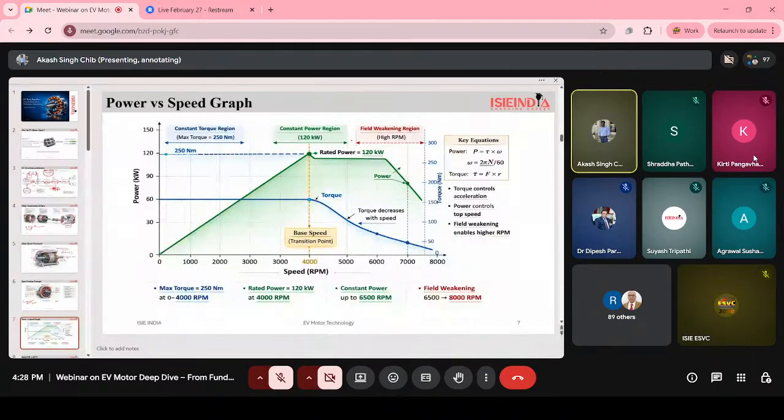Now let's discuss the power versus speed graph. By this you will easily get an understanding about the power and the speed we get from the motors. First understand, here is our x-axis, and this is the y-axis. First understand the blue line. Here the blue line shows the constant torque region.